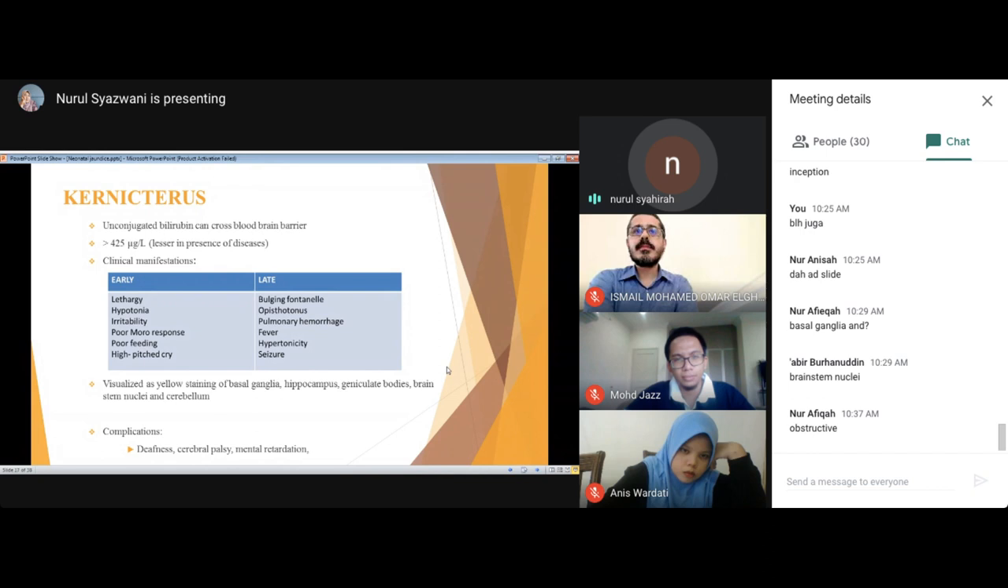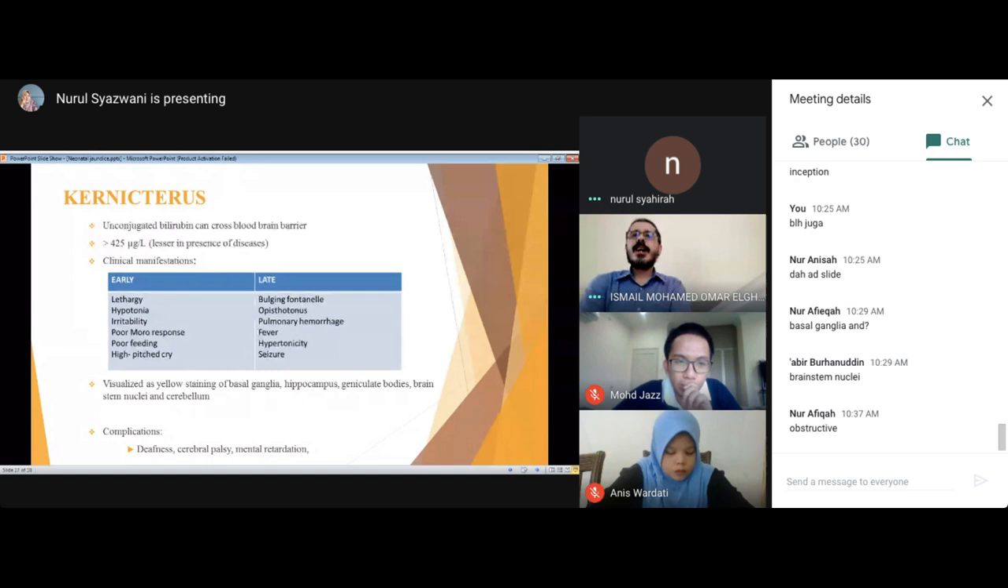Okay, I will ask one question here. It is open to all. Any abnormal movement you can see when you have kernicterus? Other than the seizures? Choreoathetosis, very good. What else, any other abnormal movement? Other than choreoathetosis?